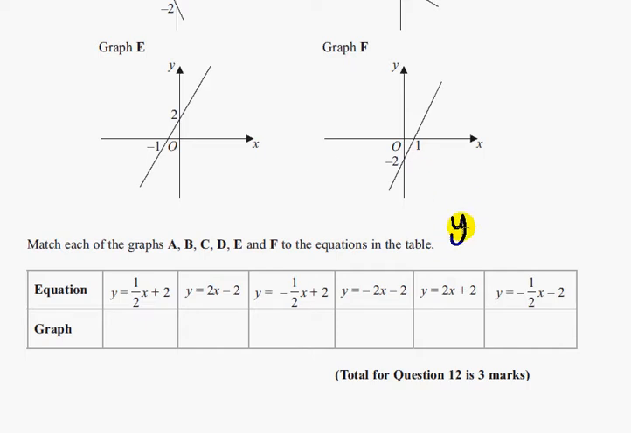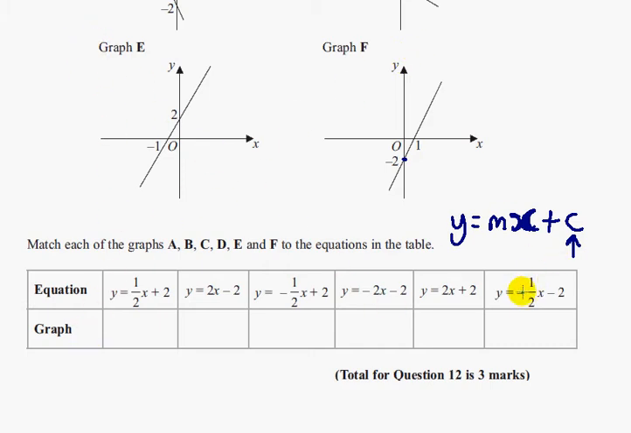y equals mx plus c is the general equation for a straight line, where c, the number at the end, is going to be the y-intercept. In this case, this is minus 2, so it would cut the axis at minus 2. So it could be graph F, but we'll have a look at that in a bit. And m determines the gradient, how steep the line is. If the gradient is positive, the line goes up like that, and if it's negative, it goes this way.